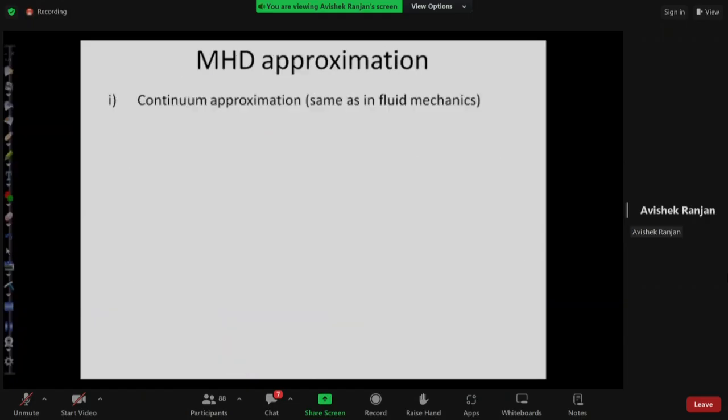Now what is the MHD approximation? The first approximation is the same one that we made in fluid mechanics.